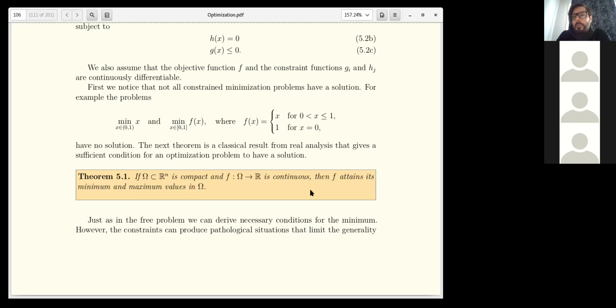It being continuously differentiable helps. It being convex, and more importantly, the set being convex, makes it actually easy. So let's look at these situations. We can derive what are called the necessary conditions for the minimum.